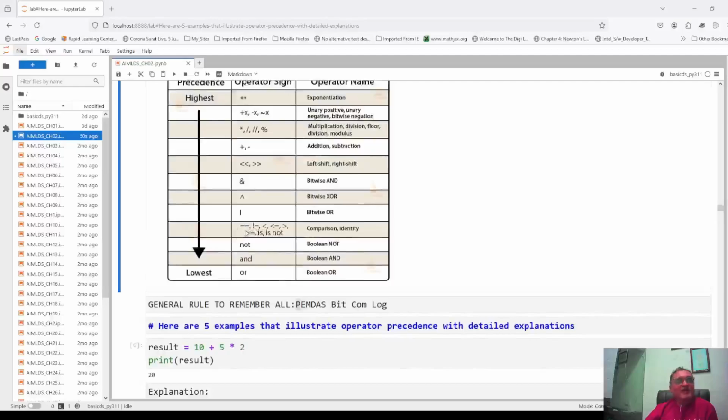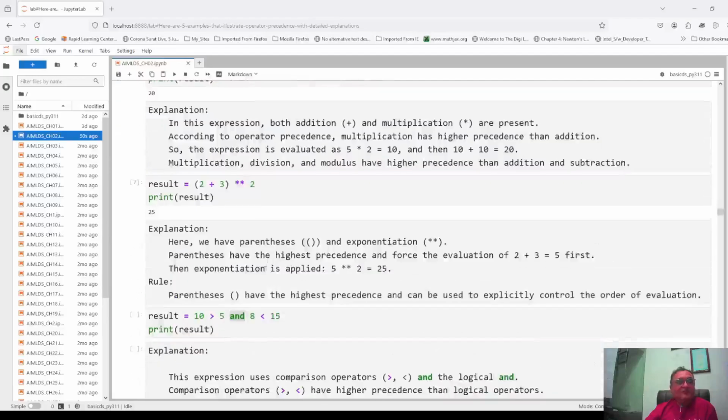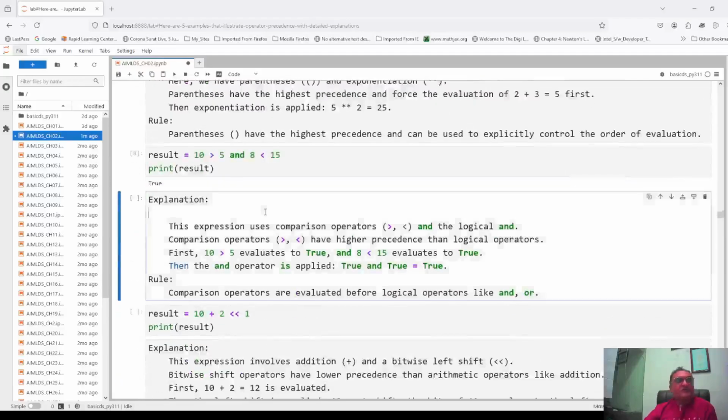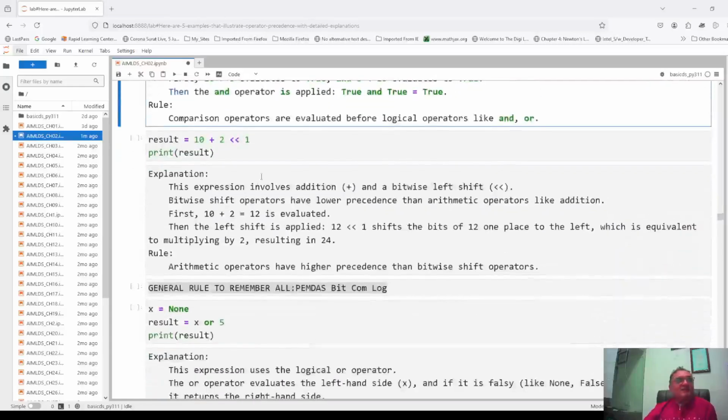Comparison has higher precedence: greater than or less than have higher precedence, while Boolean operators have lower precedence. That means comparison is done first. So 10 greater than 5, obviously it is a true statement, and 8 less than 5 is also a true statement. So true and true. We have seen that the AND operator is a bit strict. It requires both of its operands, on its two sides, to be true. Here both are true, so the answer will be true. Okay, so this is its explanation, which I already gave.